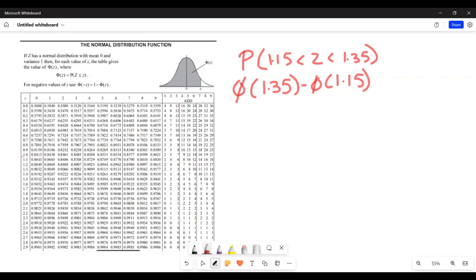We have 1.3 here and 5 here. So it's going to be 0.9115 minus phi 1.15. So 1.1 is here and 5 is here. It's going to be 0.8749, which gives 0.0366.